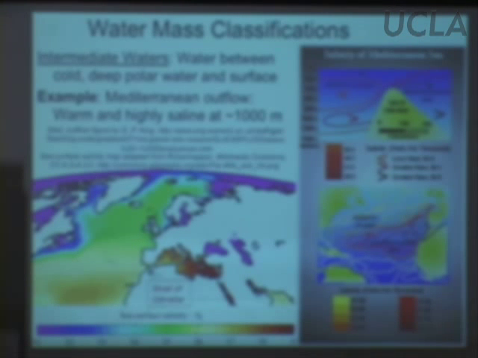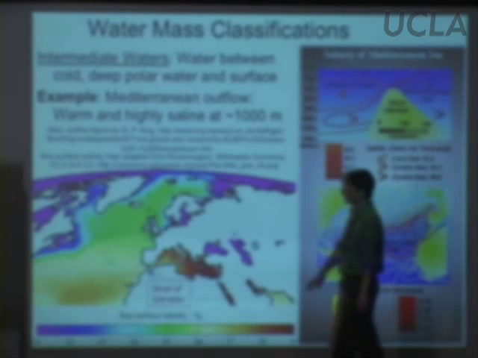I mentioned that the Mediterranean, which clearly isn't the coldest part of the oceans, nonetheless forms a part of the ocean that isn't right at the surface. It forms waters that actually sink below the surface. And you can kind of see why if you just look at a map of salinity.